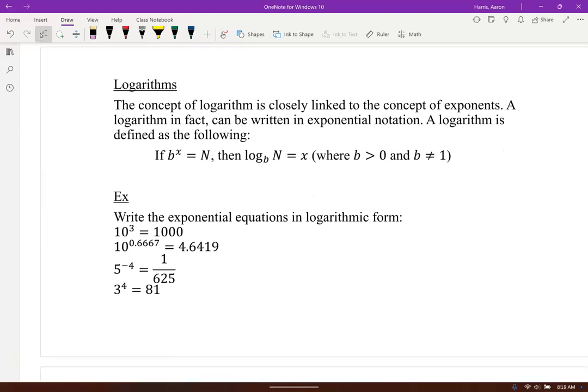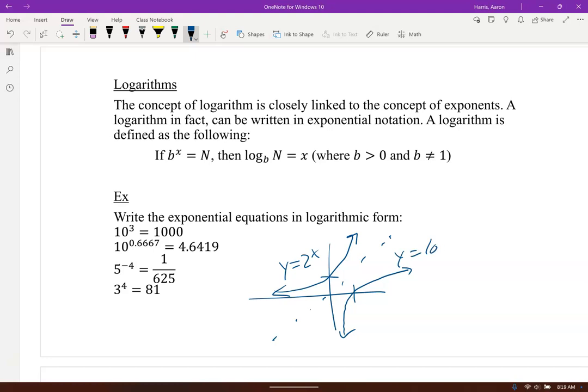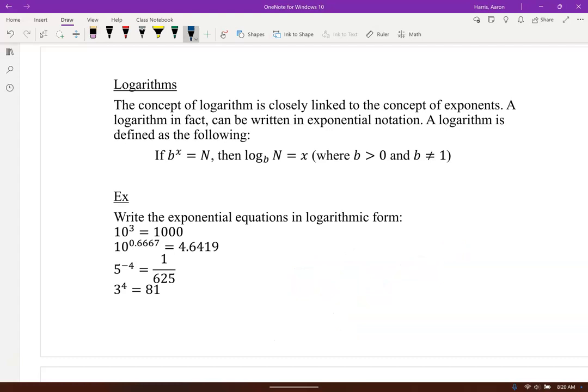Last time we talked about exponentials. Here's the basic exponential, 2 to the x, okay? And a logarithm is just its inverse, so it's flipped around the line y equals x. This, for example, is log base 2 of x. It's the inverse of 2 to the x, okay?